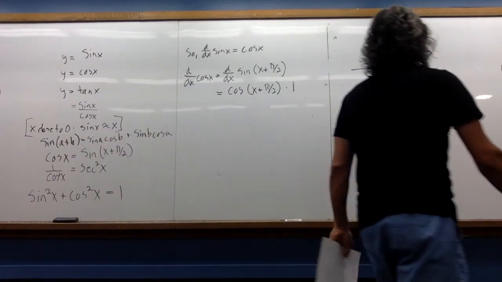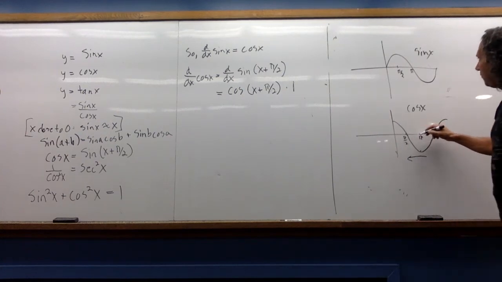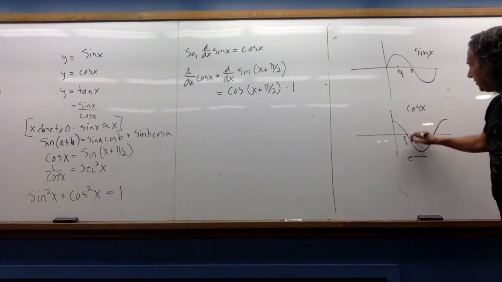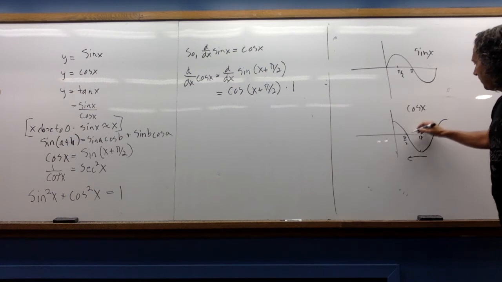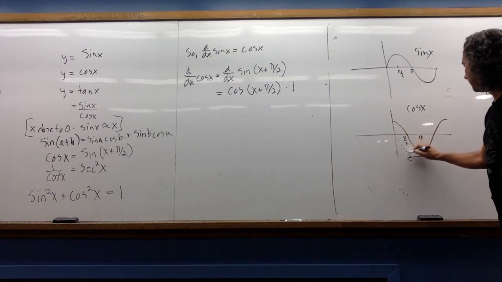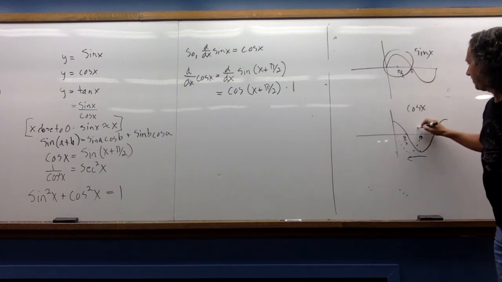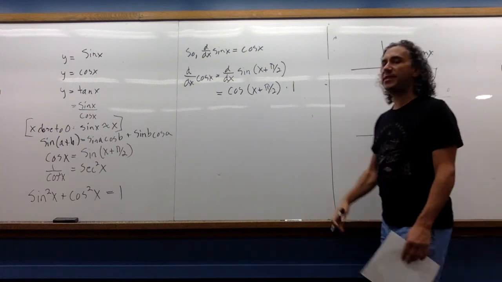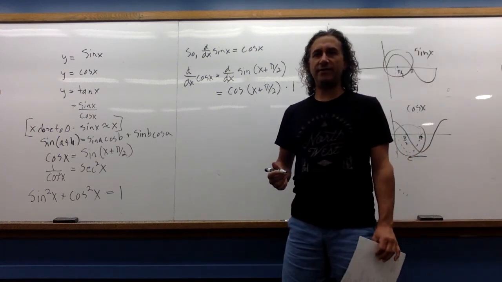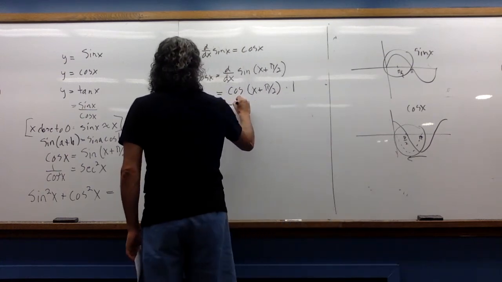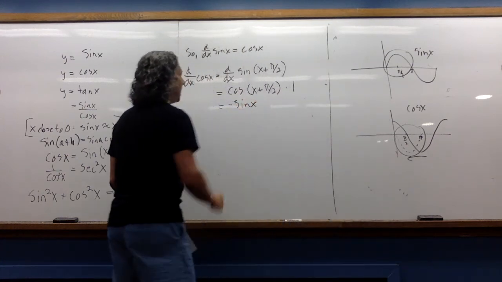Well, hopefully you paused it and you said, oh, if I move this guy over by pi over 2, if I move it this way, then it's going to be something like this. And if you look at the sine graph, it's just going to be the opposite of the sine graph. So this is the same thing as negative sine of x.